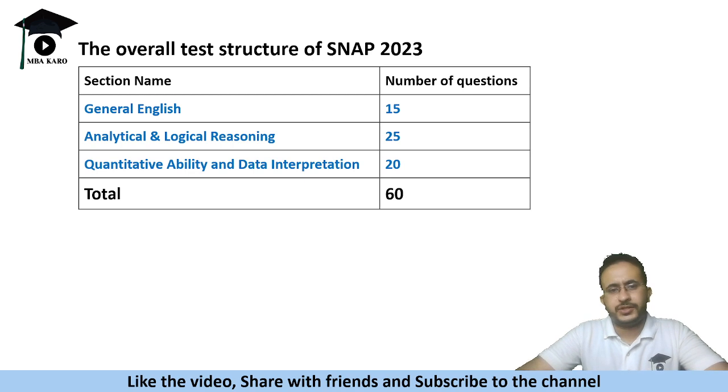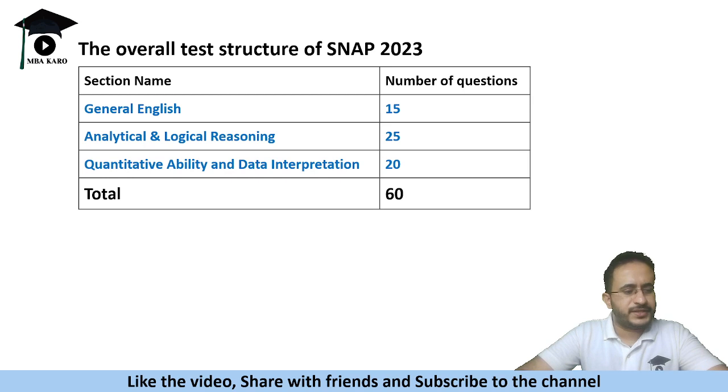Now, this is the structure of the examination: 60 questions to be done in 60 minutes, with 15 questions in general English, 25 questions in analytical and logical reasoning, and 20 questions in quant and DI.